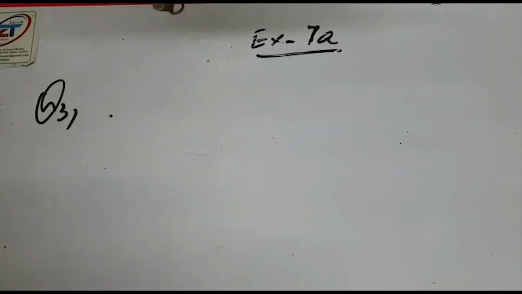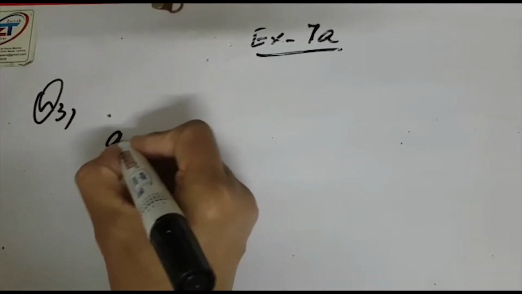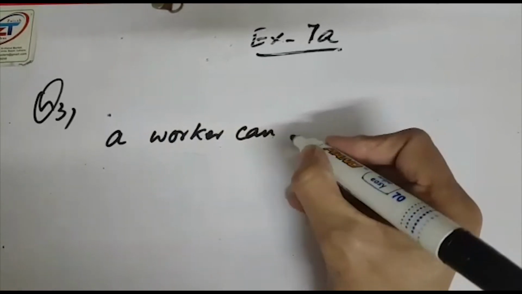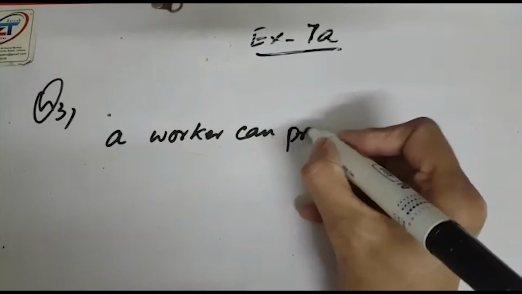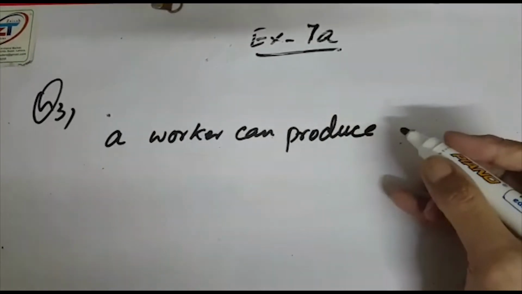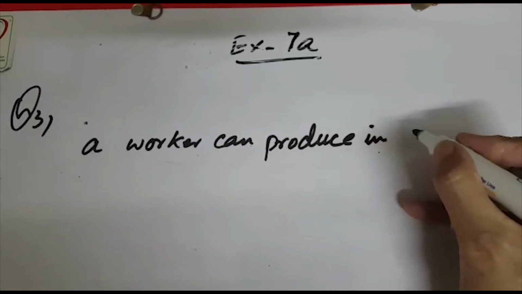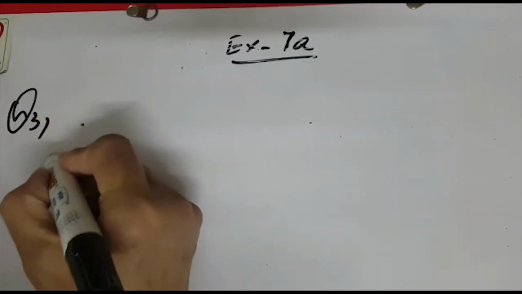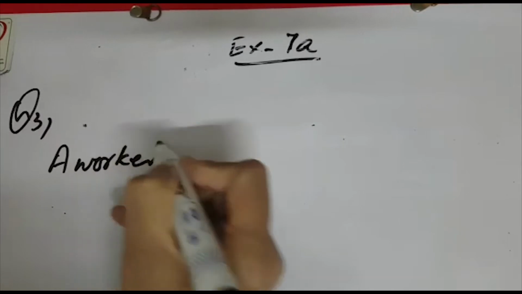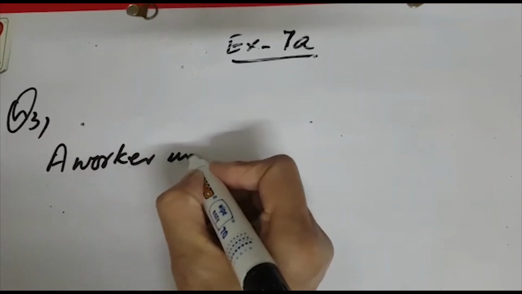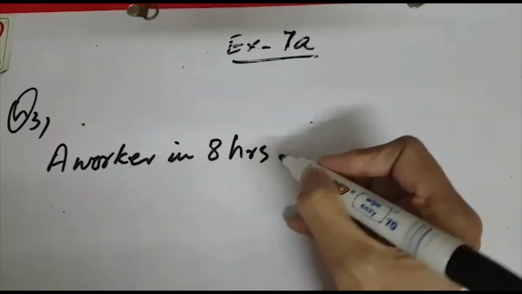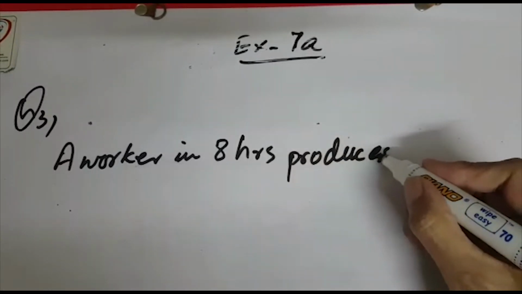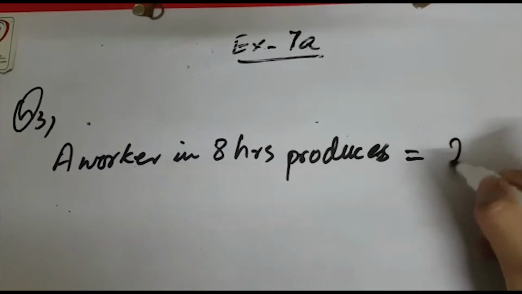So write down the statement, first statement which is given, like a worker can produce in 8 hours, or you can say a worker in 8 hours produces how much toys? 28 toys.